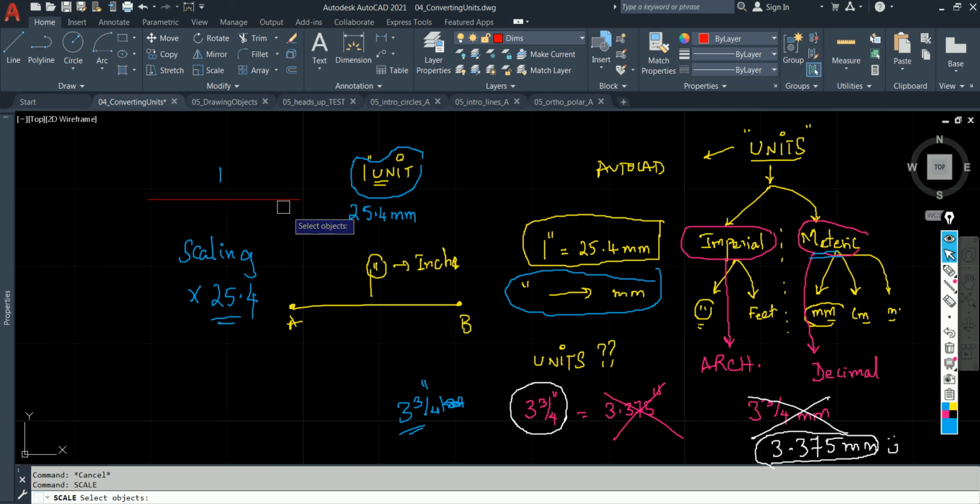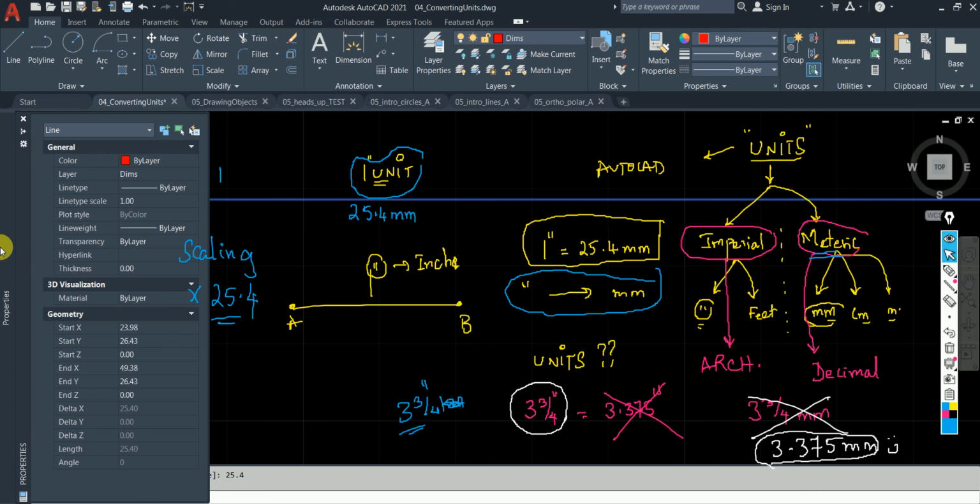Okay, I will show you how to scale it. Scale, what you need, object. My aim is not to teach you the concept of scale now. Okay, what's the scaling factor? 25.4. Now I select the object, come here, length is 25.4 millimeter. Now it is his logic.